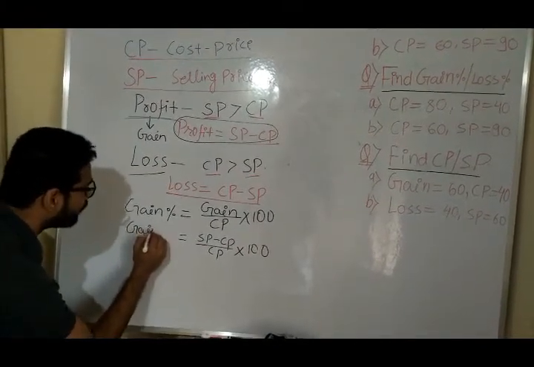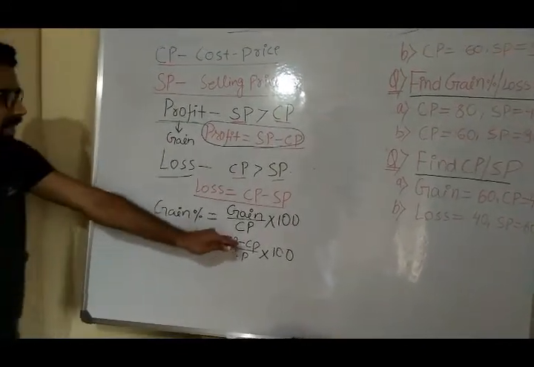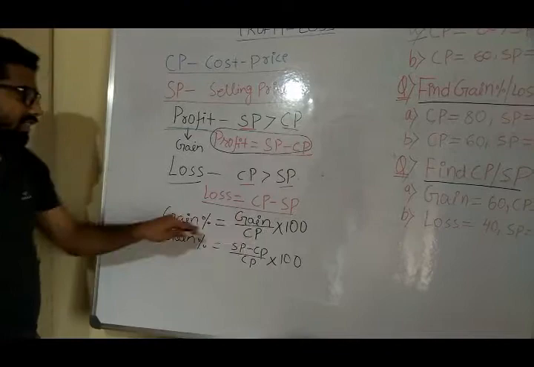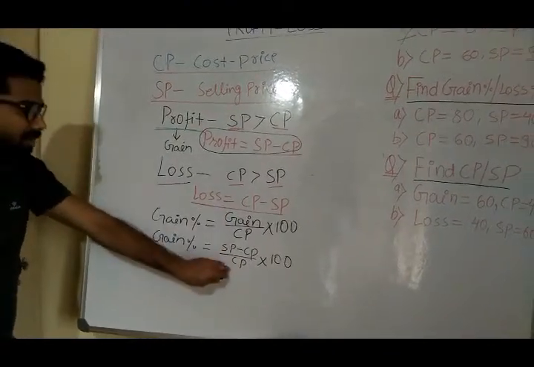What we got? Gain percentage. Okay, so this is simple. Just remember, gain by CP into 100 is gain percentage. Now we know that gain is equal to SP minus CP by CP.